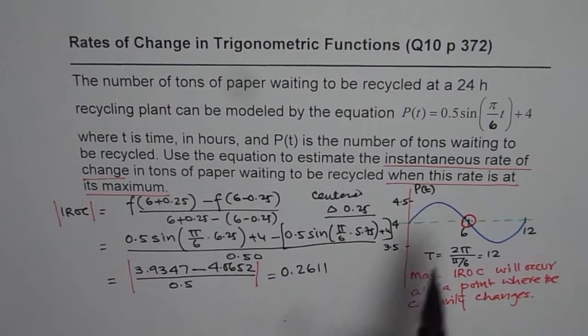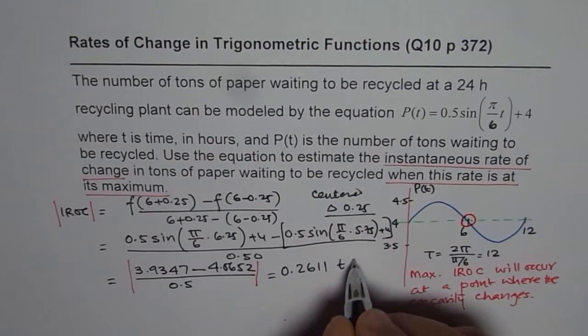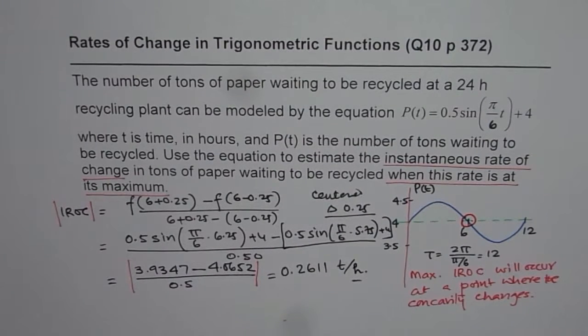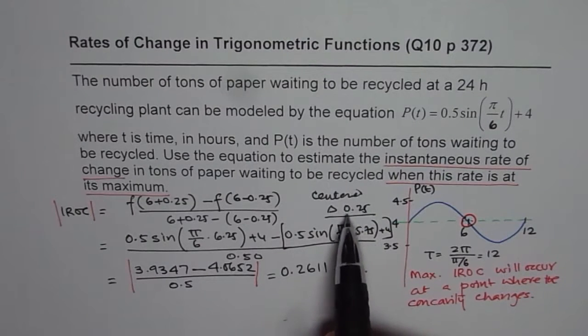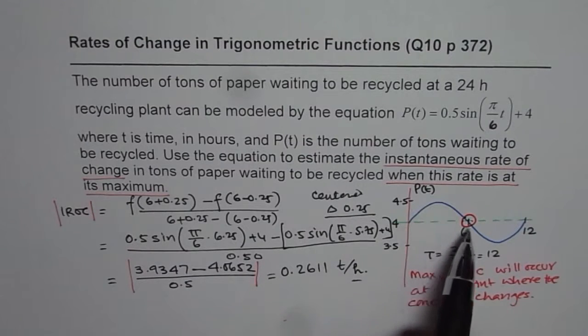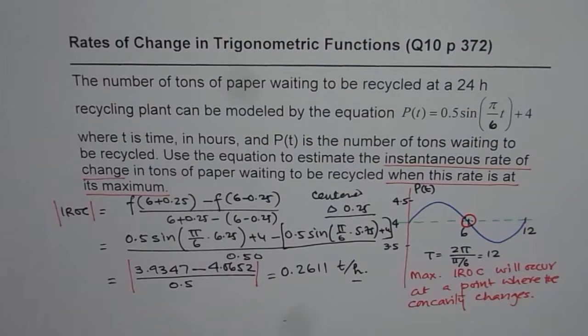It is tons per hour, that is the unit. So that is the expected maximum instantaneous rate of change for this particular function. And of course, if you decrease this interval to 0.01 on each side, for example, then you get a more accurate result.